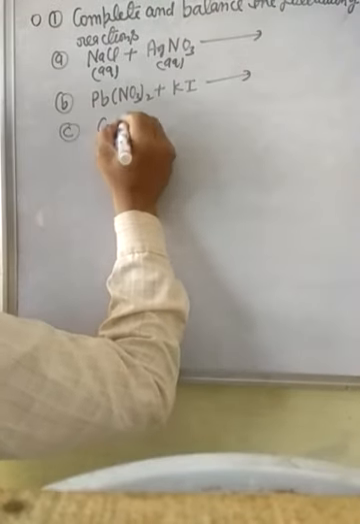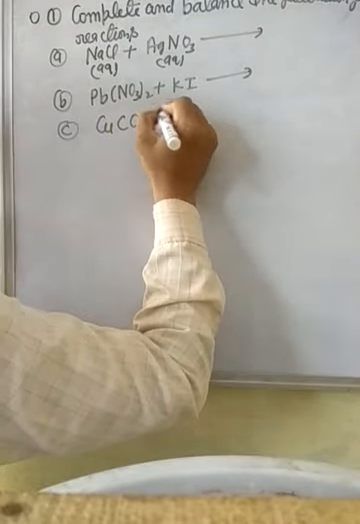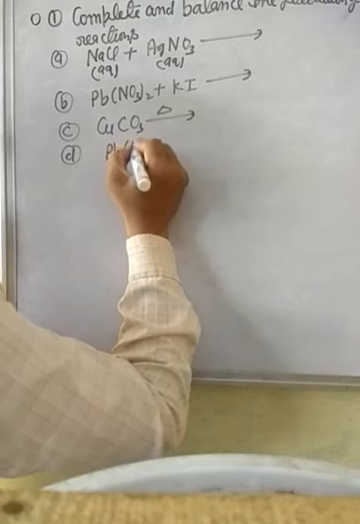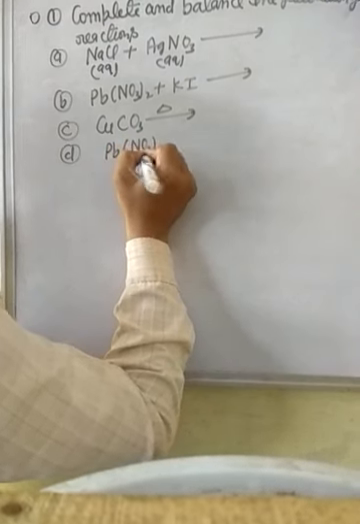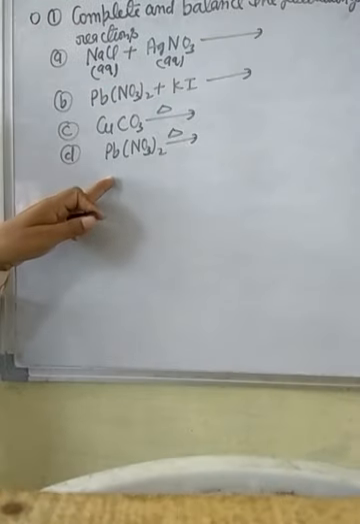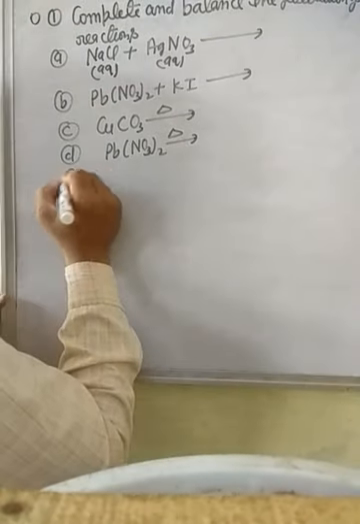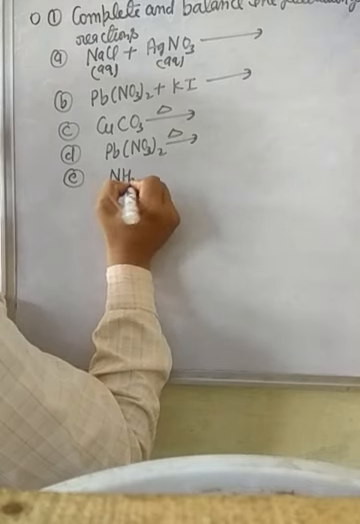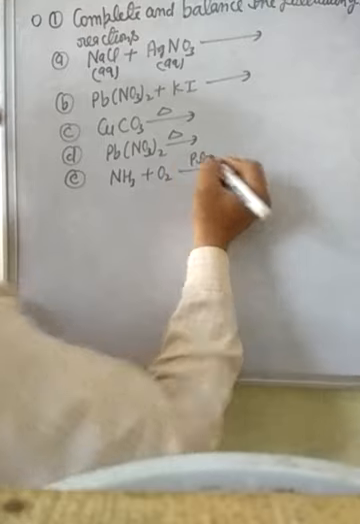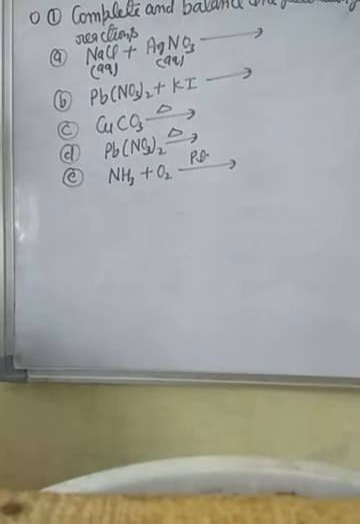And next, just as I have told you, when we heat copper carbonate, and D part of this question is lead nitrate heated. When we heat lead nitrate, Pb(NO3)2, we have to heat lead nitrate. And E part is ammonia reacts with oxygen in presence of platinum. So students, you have to think how you will do these questions. Okay students, you have to think.